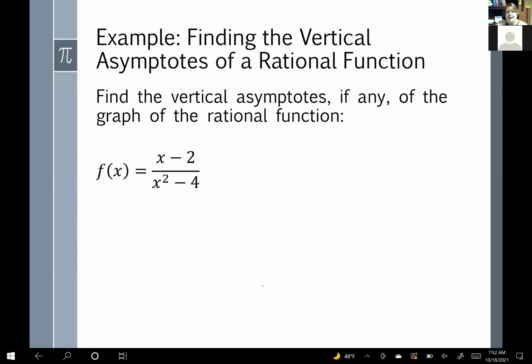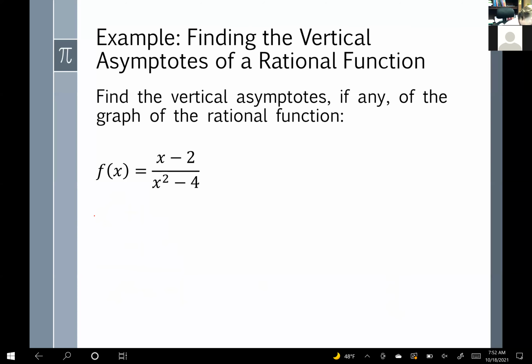Okay, now let's look at this function. You've got homework problems like this, and as a matter of fact, a problem just like this will show up on your third exam. So find the vertical asymptotes of this function. And again, you must factor your functions, numerator and denominator, and cancel any common factors to find the asymptotes.